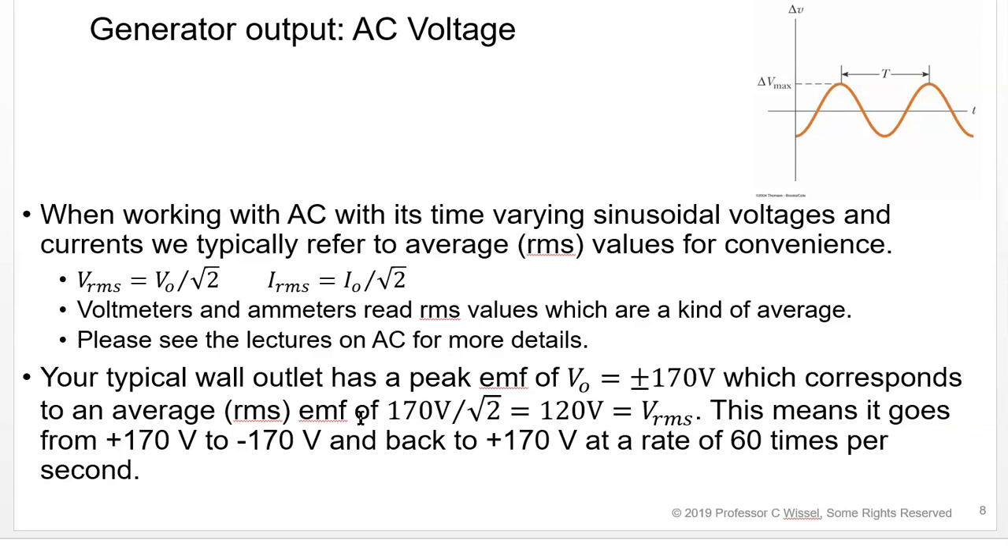Now, your typical wall outlet has a peak EMF of V naught equals plus or minus 170 volts. So this is plus 170 volts, minus 170 volts. This corresponds to an average RMS EMF of 170 volts divided by the square root of 2, or 120 volts. So we've all heard of 120 volts AC. Well, that's where it comes from. And of course, if you stuck a meter in your outlet, the meter would read 120 volts, provided you set it up right. This means it goes from positive 170 volts to minus 170 volts and back to positive 170 volts at a rate of 60 times per second. So it does this whole waveform right here, 60 times a second.